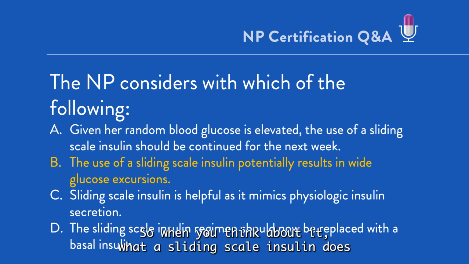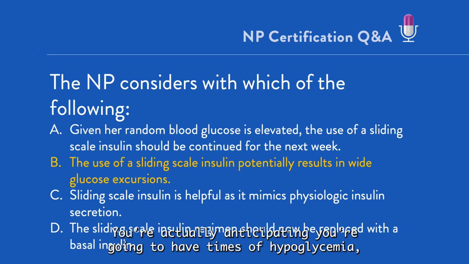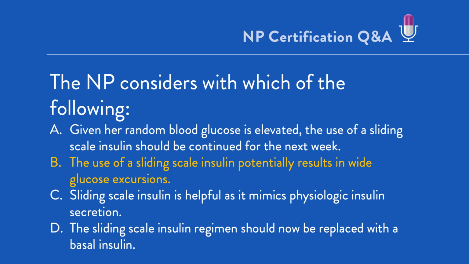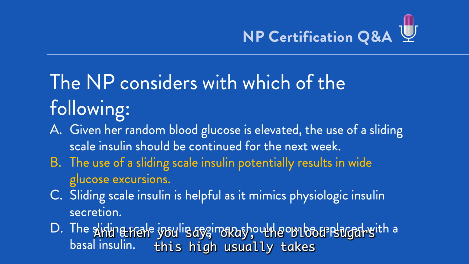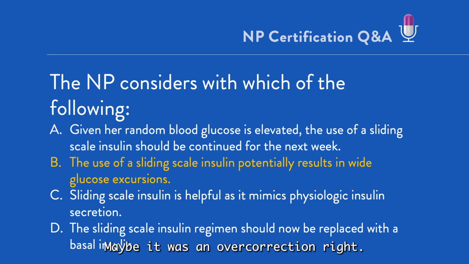So when you think about it, what sliding scale insulin does is allow for times of hyperglycemia. You're actually anticipating you're going to have times of hyperglycemia, in which time the person will be out of range for therapeutic goals. And then you say, okay, the blood sugar is this high. Usually it takes X number of units to bring that down. We'll do that. Whoops, maybe it was an overcorrection, right?